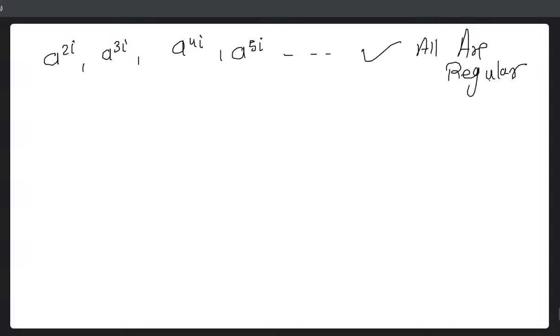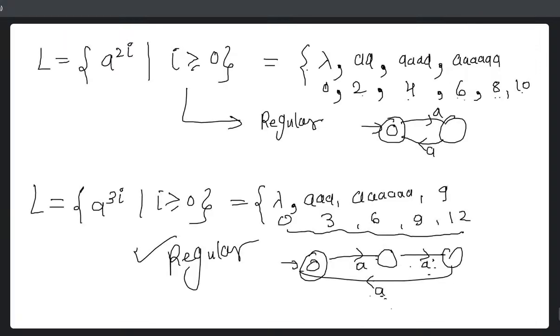Now, in all cases, what we can say is that i is linear, whether i is greater than or equal to 0, 1, or 2. Here it is greater than or equal to 0, so the minimum string is null. If it is greater than or equal to 1, then the minimum string is triple A. It means the number of states will change in the automata, but the language is still regular.